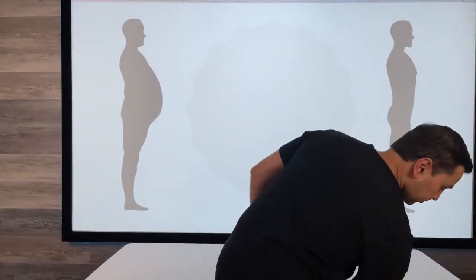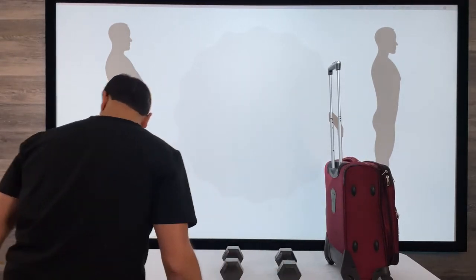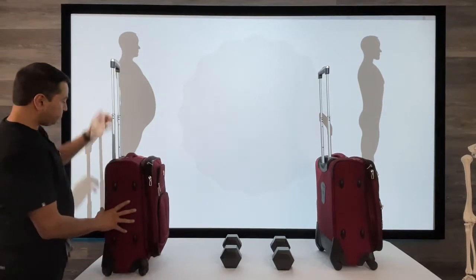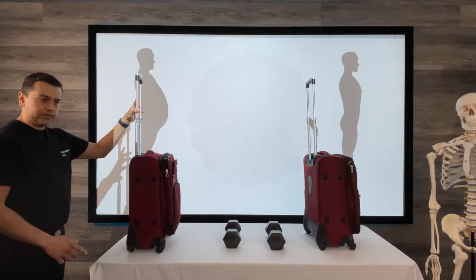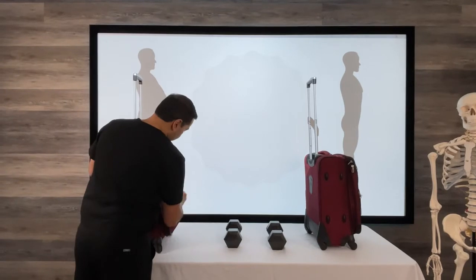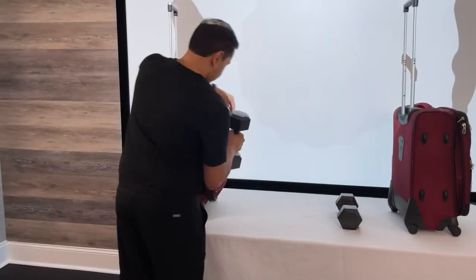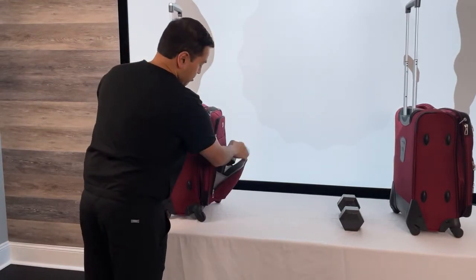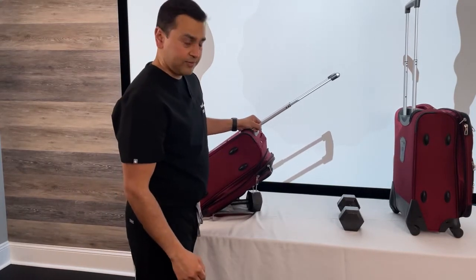I'm going to use a suitcase. So this is this nice skinny guy. This is the obese gentleman. Now, the handles on the suitcase actually represent the spine. It's a good depiction of the spine. With this individual who's obese, what we're going to do is put a little weight on the front. Now, when we do that, what's going to happen? It's going to fall forward.